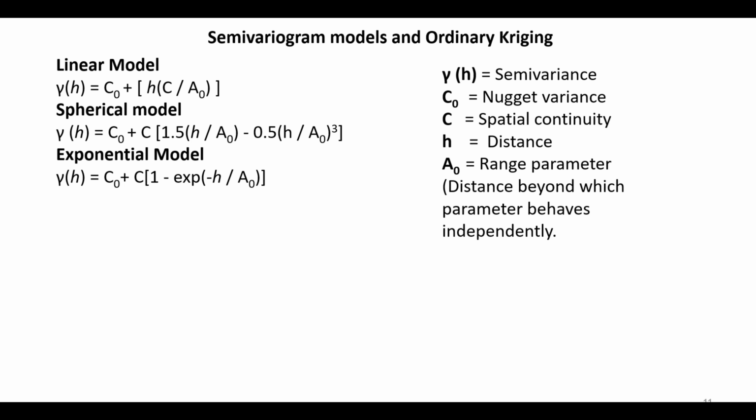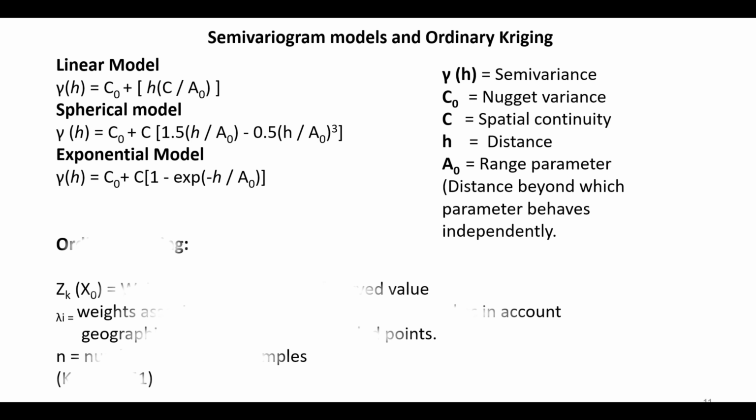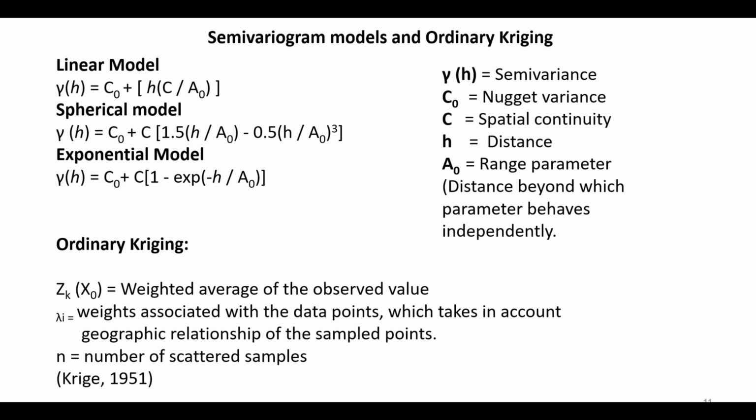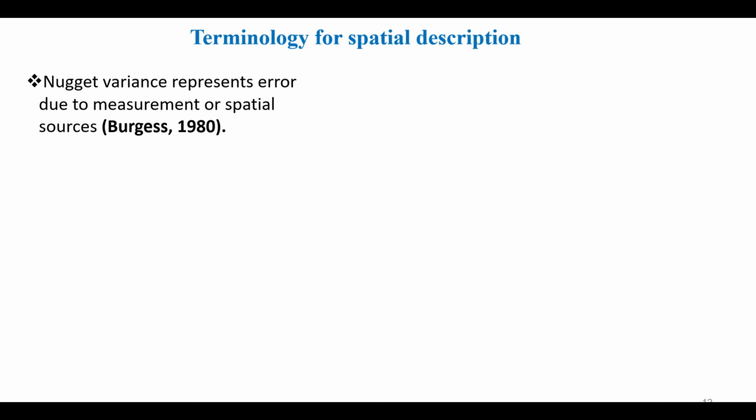These are various semi-variogram models and ordinary kriging used for digital mapping of the nutrient status. The terminology for spatial description is used in the semi-variogram model. I will be uploading a detailed video in which we will study semi-variogram modeling.